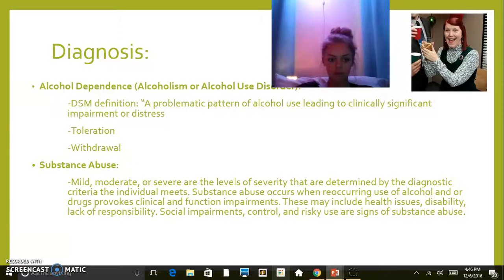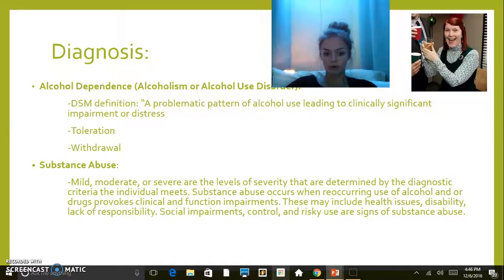And then substance abuse, which she was also diagnosed with, comes in 3 levels of severity, which are mild, moderate, and severe. They're determined by the diagnostic criteria that the individual meets. Substance abuse occurs when recurring use of alcohol or drugs provokes clinical and functional impairments. These may include health issues, disability, lack of responsibility, social impairments, and control, and risky use are signs of substance abuse.